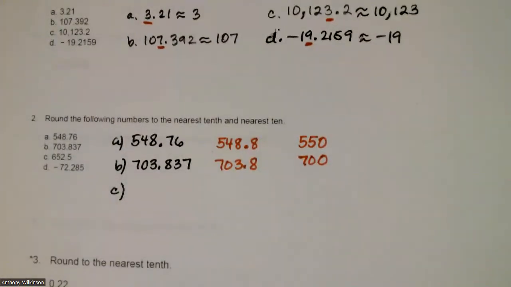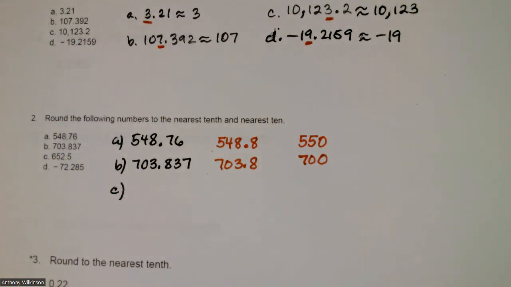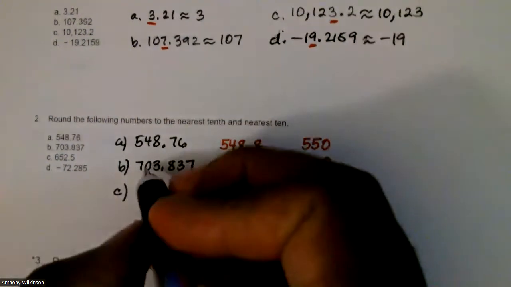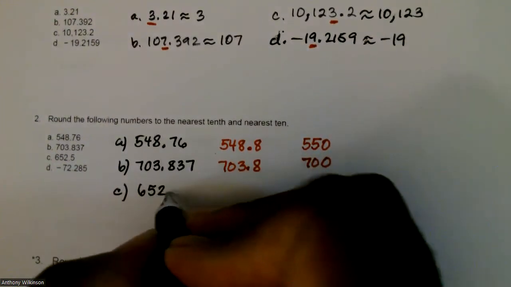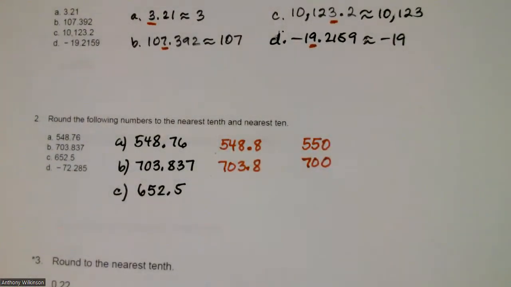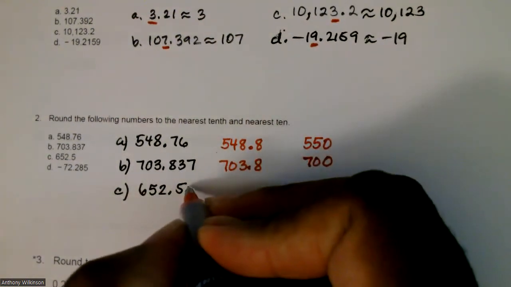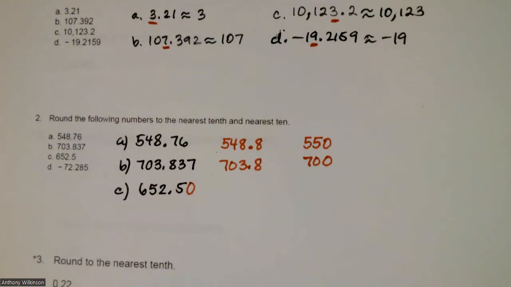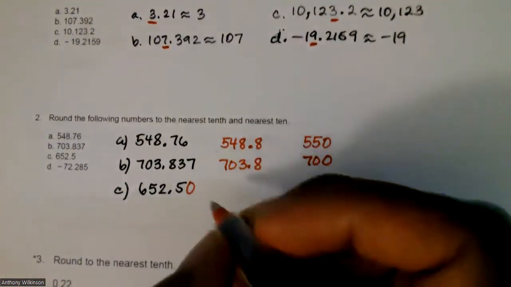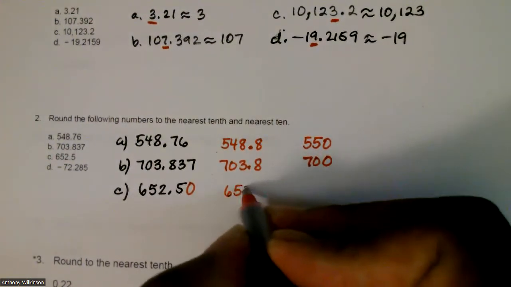All right, part C. We have, in this case, 652.5. Now, the digit in the tenths place in this case is a 5. To the right of that, well, there's no digit to the right of that, but that's understood to be a 0 here. And of course, 0 is less than 5, so that 5 remains the same here. So it'll be 652.5.